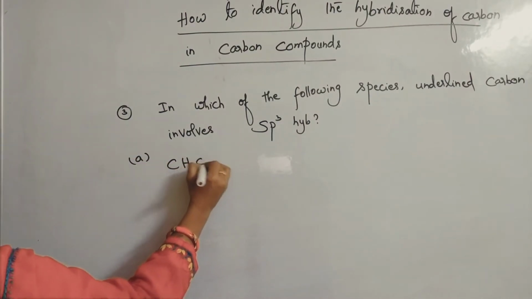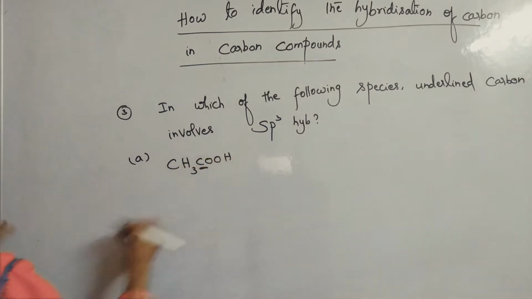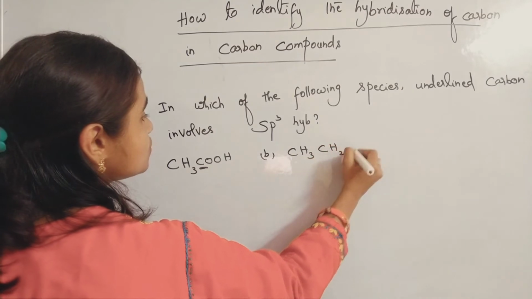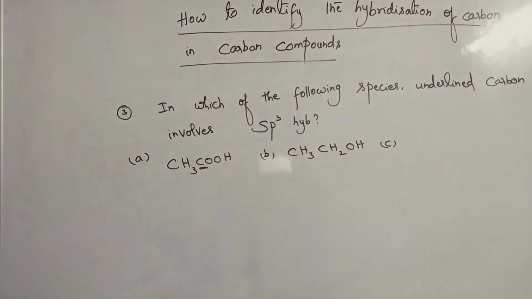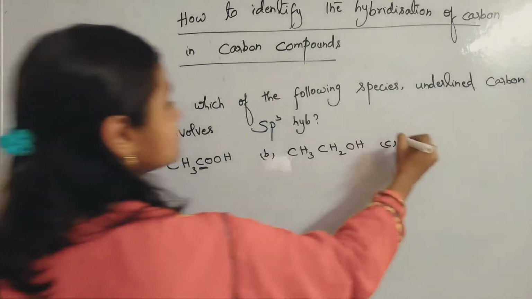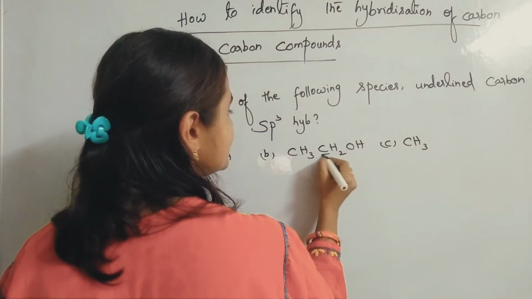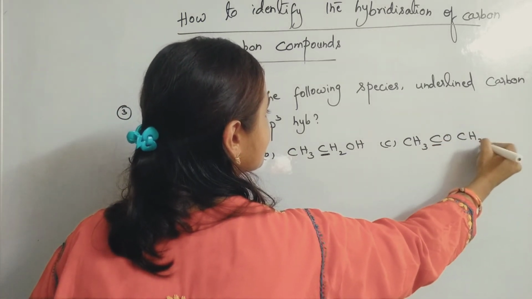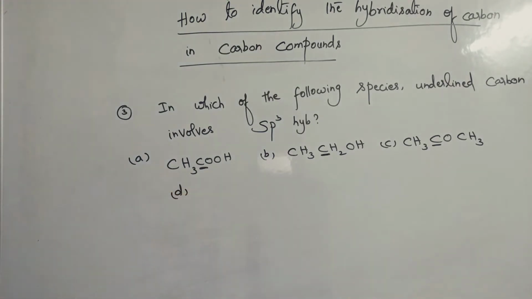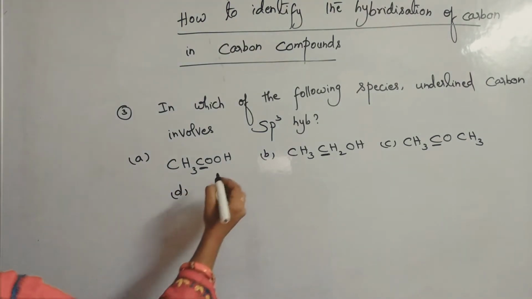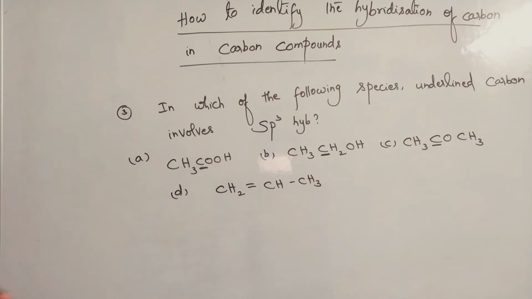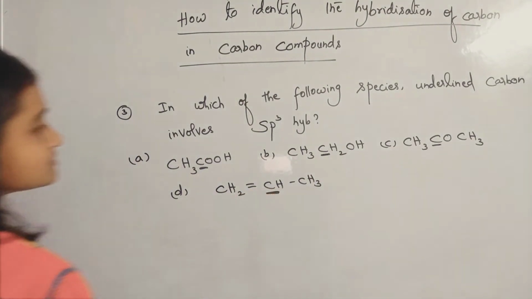Option A, CH3COOH. Here a carbon is underlined. Option B, CH3CH2OH. Option C, CH3COCH3, here a carbon is underlined. And option D, CH2 double bond CH, CH3. So in these 4 options, you have to check the underlined carbons.